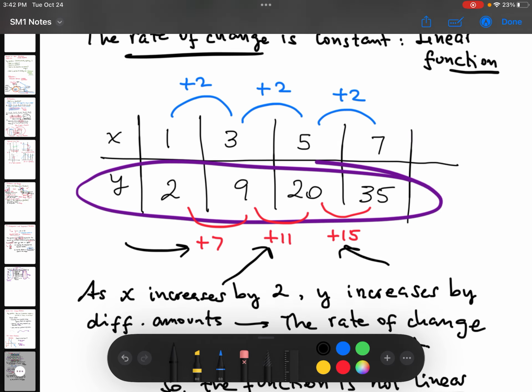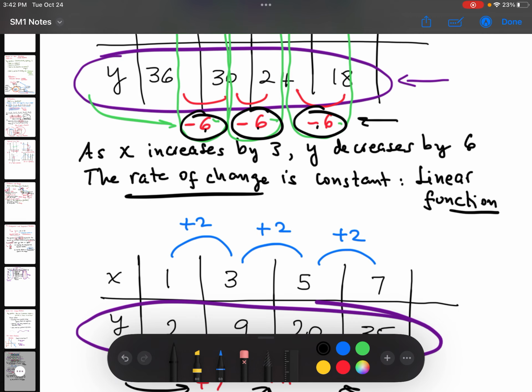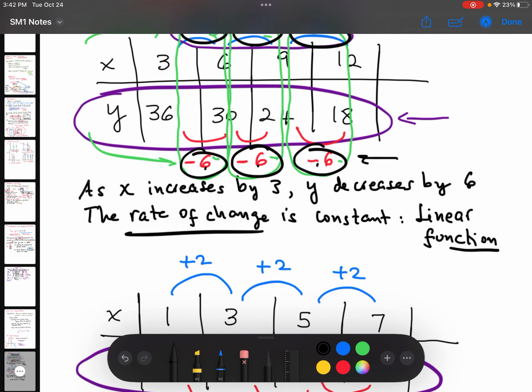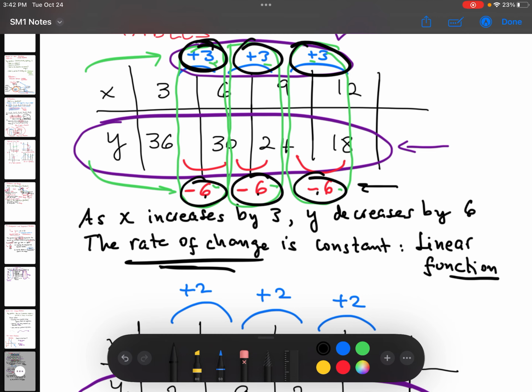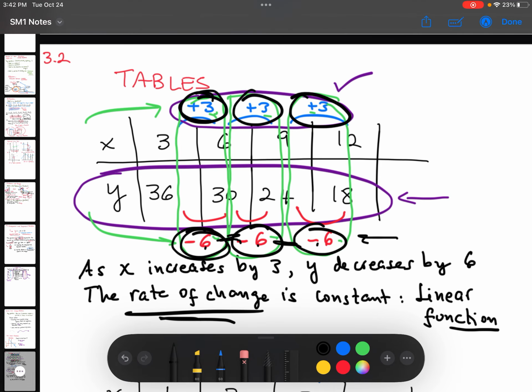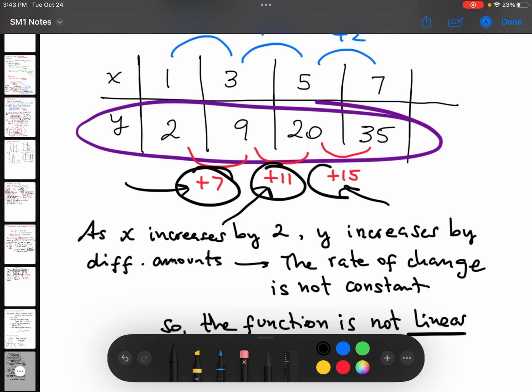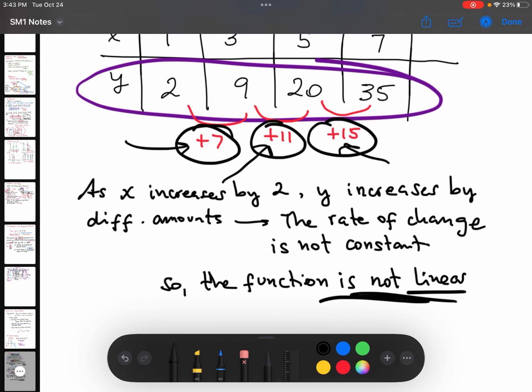So what determines in a table when a function is linear or not? The rate of change. What is the rate of change? You compare how the x and the y vary. When it's constant every time, as you can see here, you say it's a linear function. When it's not constant, as you can see, then it is not linear. All right?